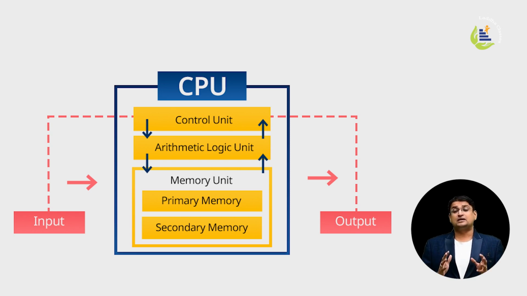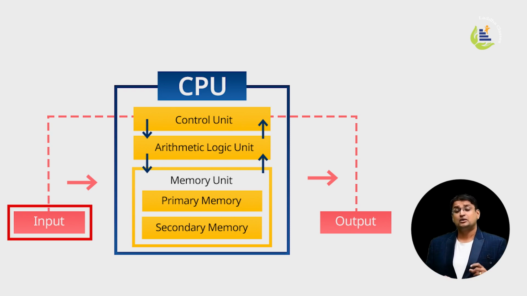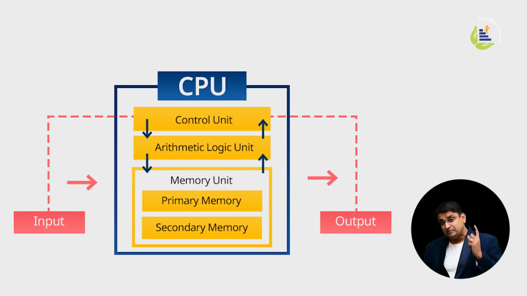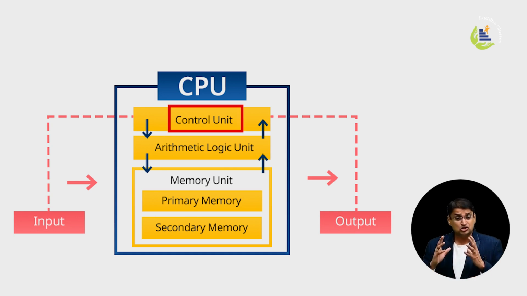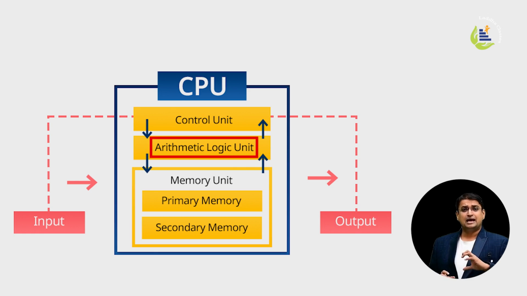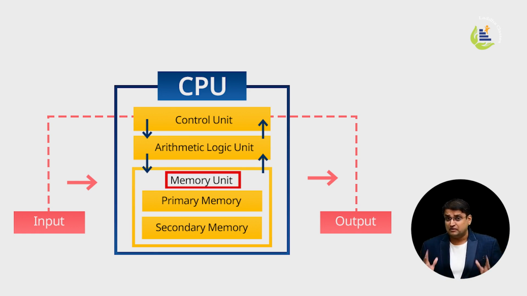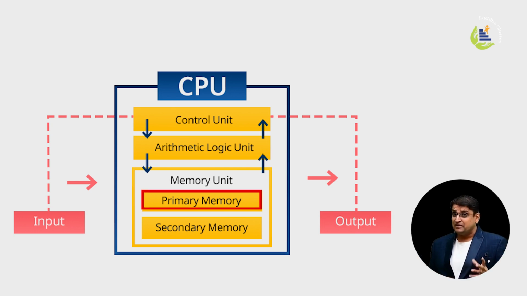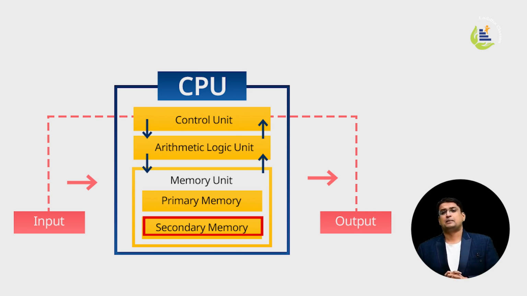Major components of the block diagram of computer are input unit, output unit, central processing unit, that is CPU. There are three types of CPU: control unit, arithmetic and logic unit, memory unit. Memory unit is divided into two parts: primary memory, secondary memory.